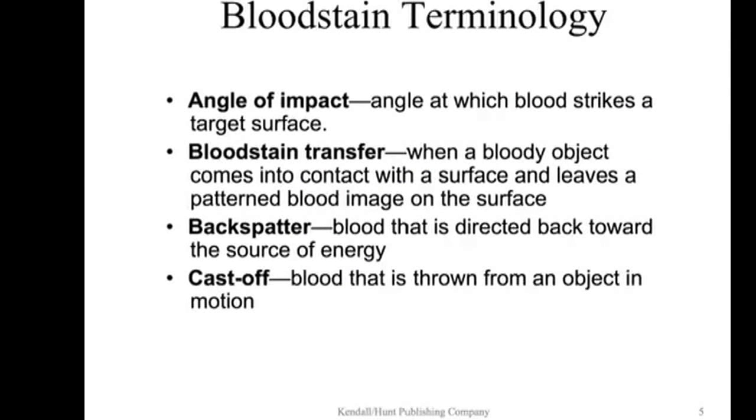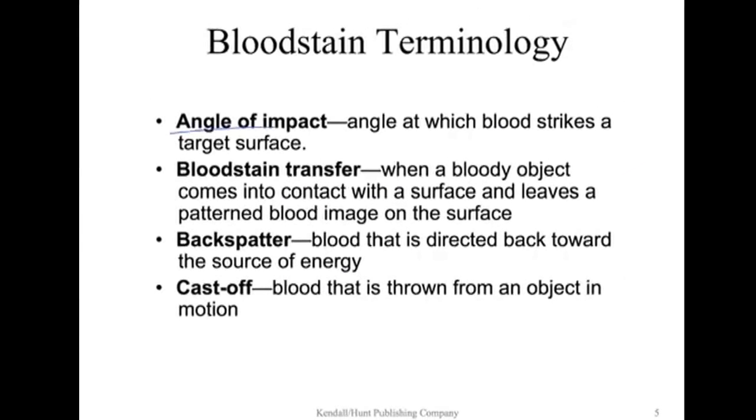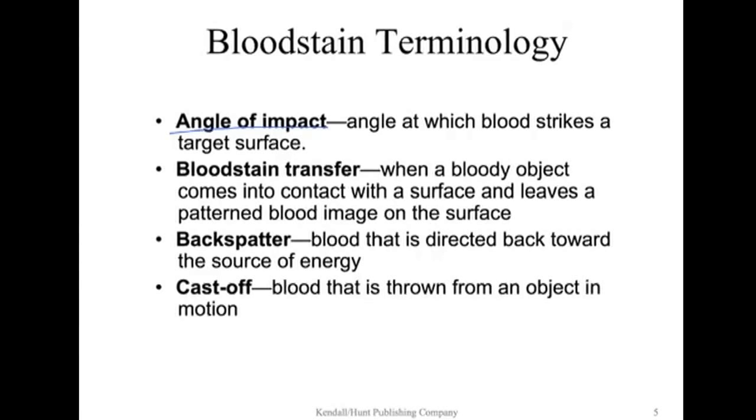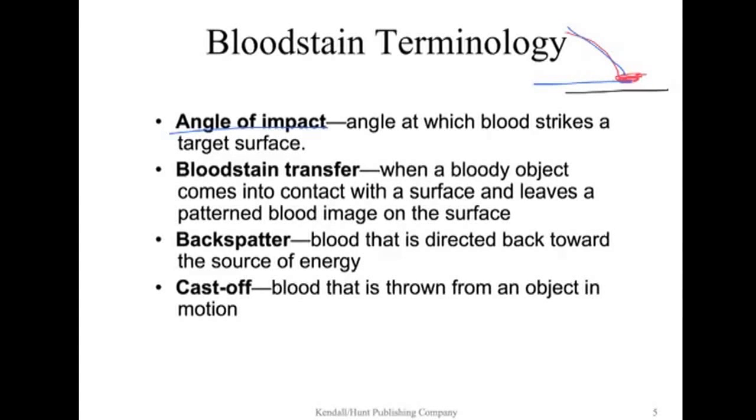A couple terms you need to know. Angle of impact. This is talking about if we have a surface and blood comes down and spatters on that surface, the angle of impact is what we're going to be calculating there. Understanding a blood stain transfer. A transfer is when a bloody object touches another surface and then it leaves that blood image behind. That's the same thing we talked about before about a visible print.